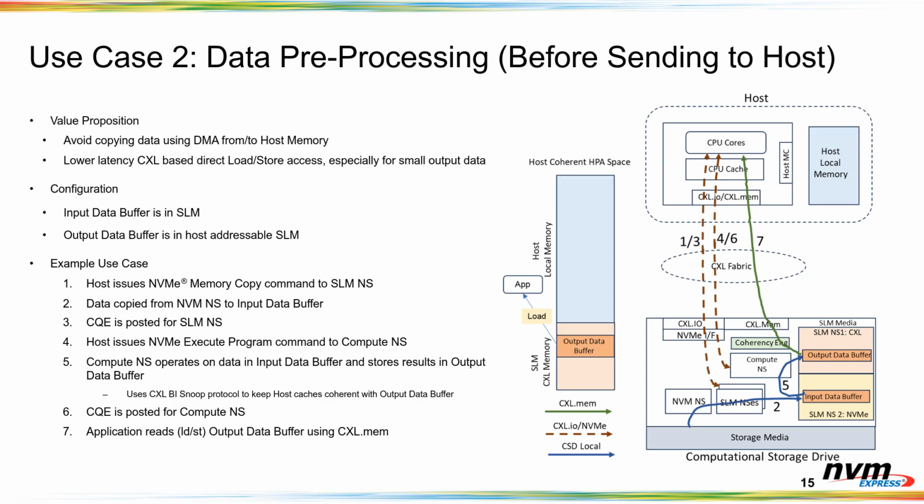So the compute namespace performs the operation of reading the input data buffer and writing to the output data buffer. And when that's finished, at that point, the application can come and read that data directly out of the device using cxl.mem at its convenience. We do not need to DMA that data to host memory and then later read that memory into the host. It can just come and get it directly out of the device when it is ready.